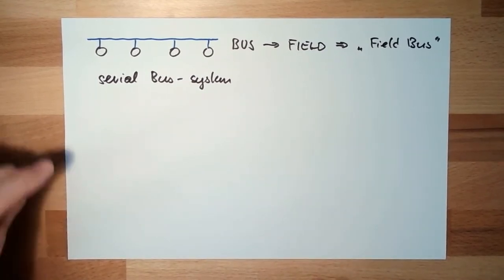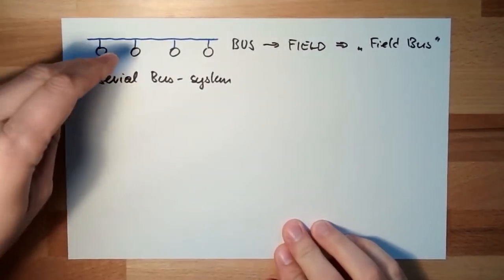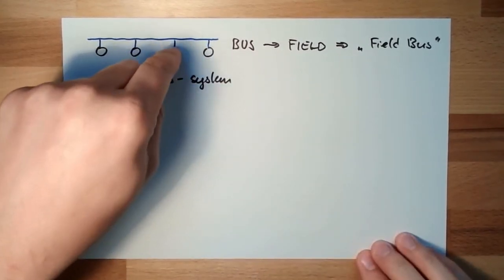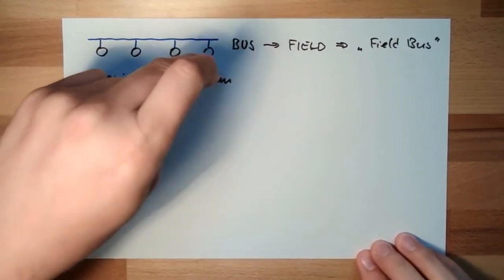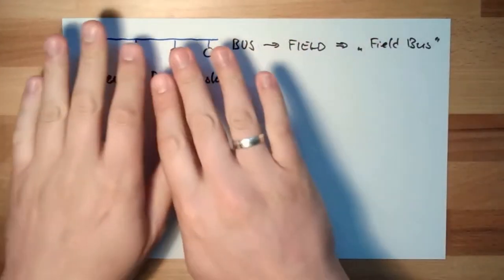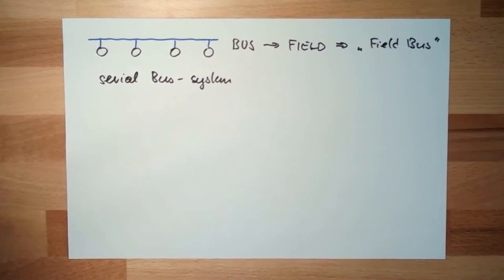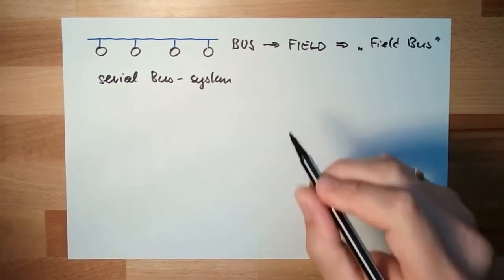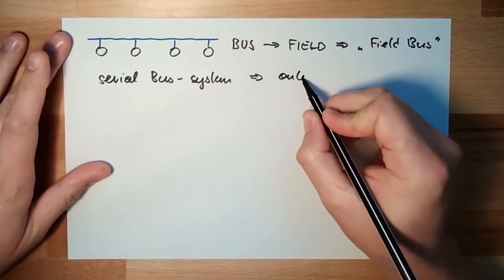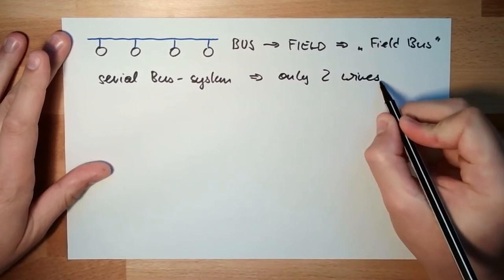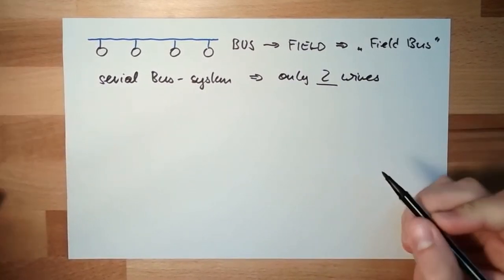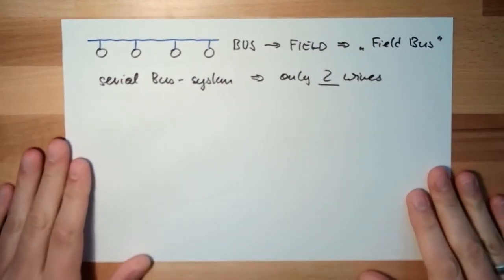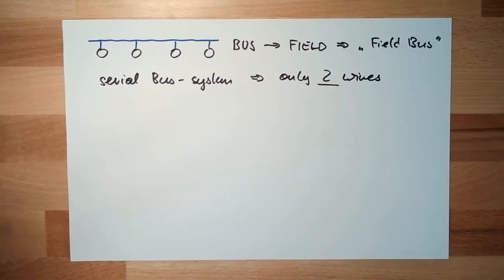Okay? Serial bus system going to the field and connecting different automation devices, sensors maybe, some control systems and so on to each other, some SCADA systems, logging systems, display systems and so on. They all link together by one communication device, field bus. Serial bus system, big advantage: only 2 wires. With 2 wires, I connect the whole field to each other, and everyone can communicate.